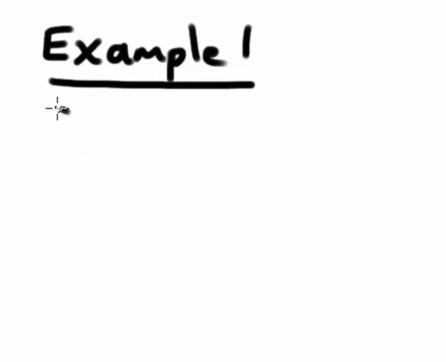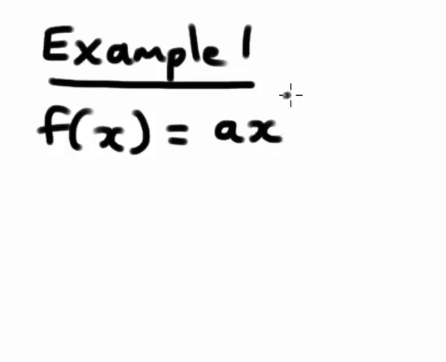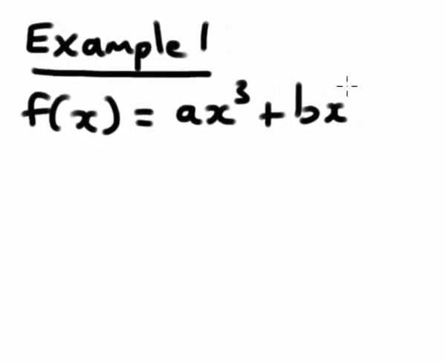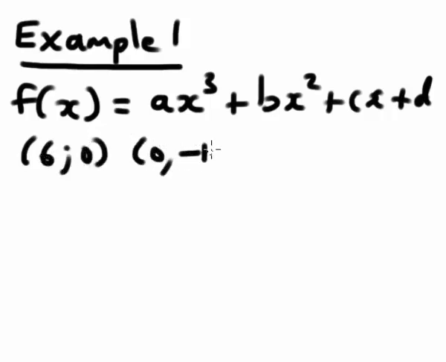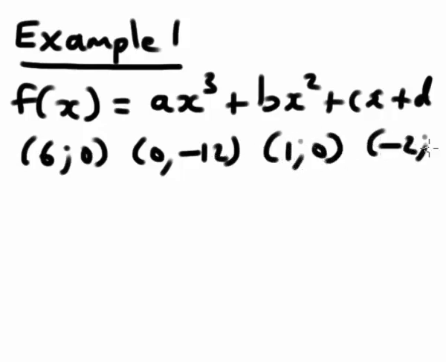I'm going to give you f(x) is equal to, and I'm going to call this graph ax cubed plus bx squared plus cx plus d. It's a cubic graph, and I want you to determine its equation. I want you to find the values of a, b, c, and d if the graph passes through the following points: (6, 0), (0, -12), (1, 0), and (-2, 0).